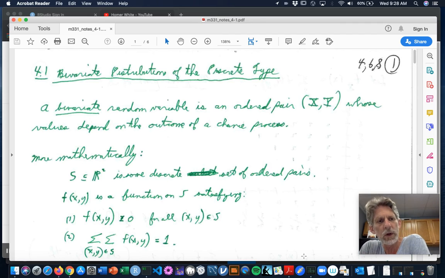Hi everybody, Dr. White here to discuss bivariate distributions of the discrete type. Bivariate. So what do I have in mind here at the beginning of this chapter?